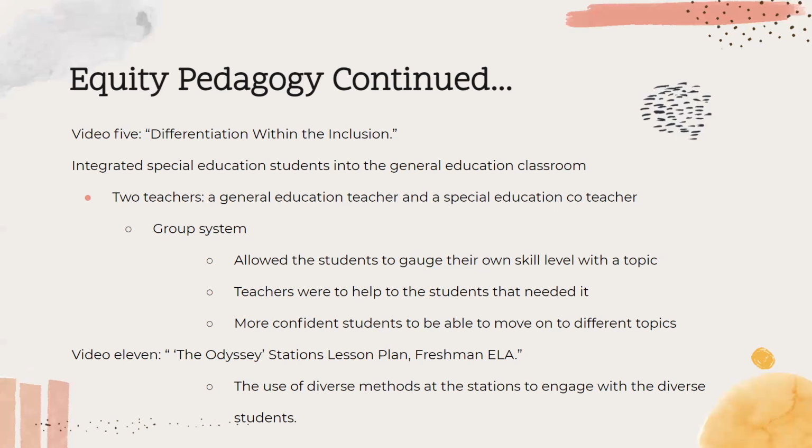The confident students could move on to a different topic, after they had shown their ability and understanding of the topic. In video 11, the students were broken up into different stations so that they could engage with different aspects of the text of the Odyssey, and condense quite a large epic poem into a much more manageable unit.